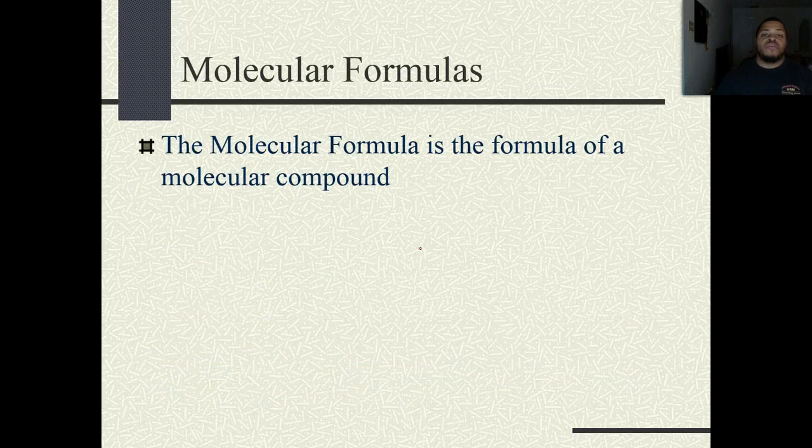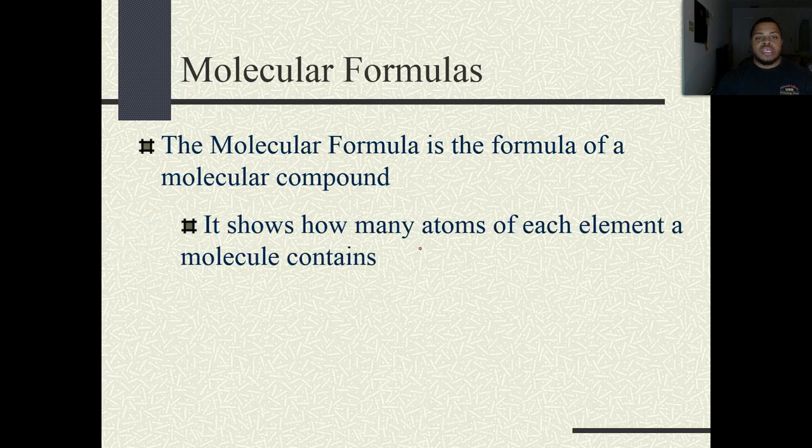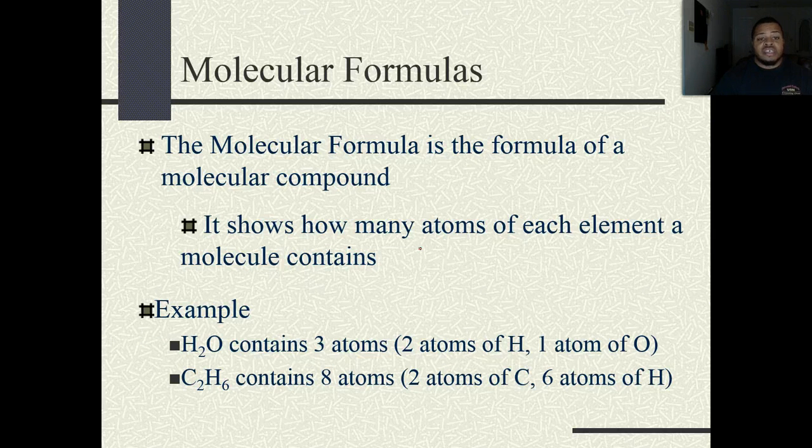Now, for formulas, we want to look at the formula for a molecular compound in a similar way that we did for an ionic compound. It's going to tell us how many atoms of each element are present in that molecule. So, looking at the example we have here, I have water, H2O. It has 3 total atoms, 2 of which are hydrogen, 1 is oxygen. Or what we have in the next line, which is ethene or ethylene, C2H6, 8 total atoms, 2 atoms of carbon, 6 atoms of hydrogen.